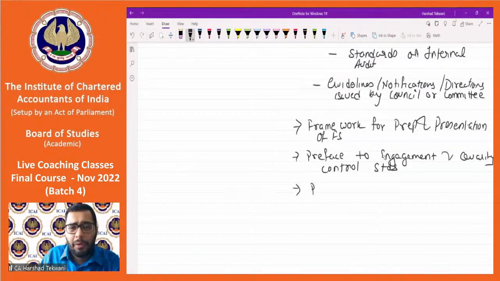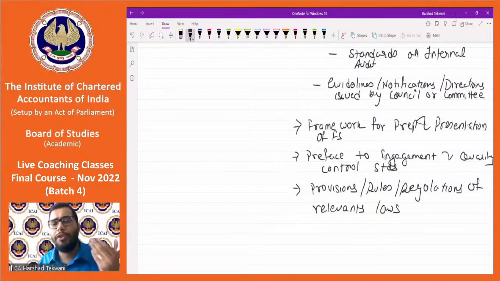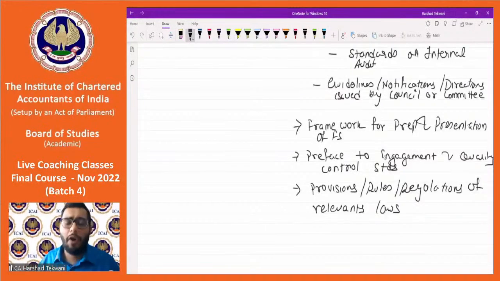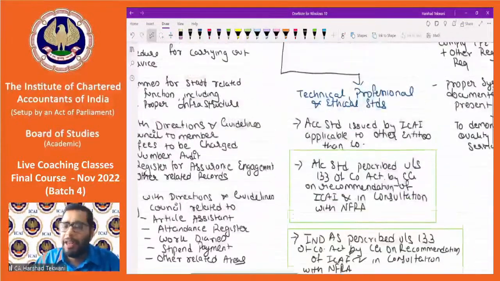Then provisions, rules, regulations of relevant laws. So provisions, rules, regulations issued under relevant laws will also be covered under the technical, professional, ethical standards.